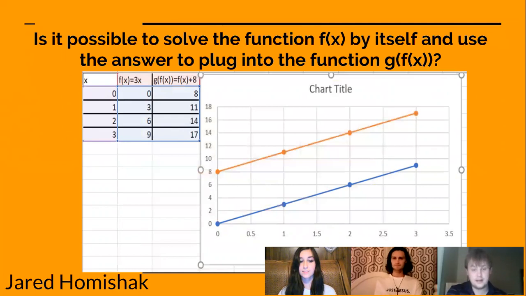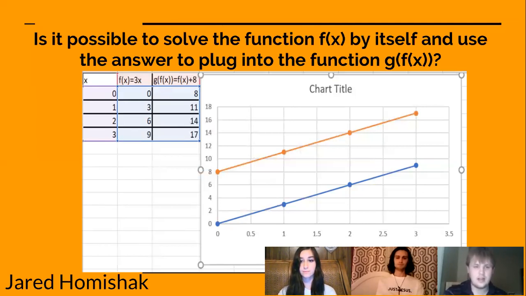Absolutely. As a matter of fact, this is kind of what I actually did the first time I thought about this. I just started with f of x, and okay, that's 3x. So let's plug in 3. 3 times 3 is 9. So with that, you solved f of x when x is 3. Now instead of having to deal with the complication of f of x plus 8, you just plug in your answer for f of x, in this case 9, and plug it into g of f of x. So that just becomes 9 plus 8, which is 17, which is now demonstrated here on the graph in the orange portion.